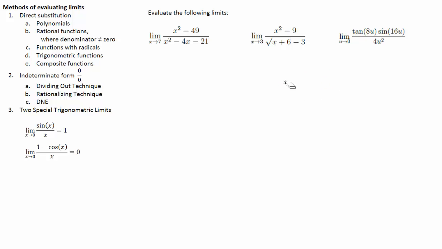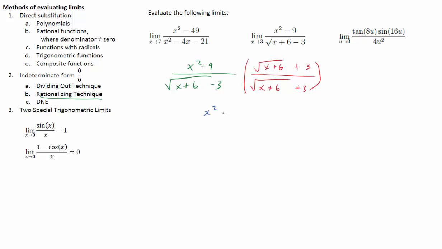You just need to be familiar with different ways to simplify things. Turns out if we have two terms in the denominator or the numerator, one of them being a square root, multiplied by the conjugate often makes things nicer. We call this the rationalizing technique. So I take x squared minus 9 all over the square root of x plus 6 minus 3, and I would multiply it by the square root of x plus 6 plus 3. Now I have to do the same thing at the top because we cannot change our expression. I'm actually not going to multiply it out on the numerator.